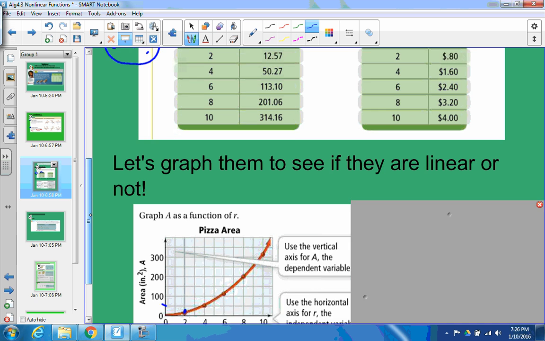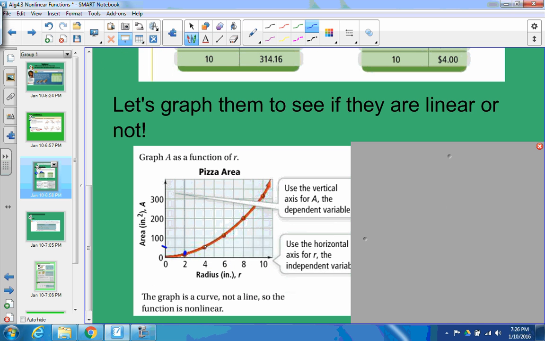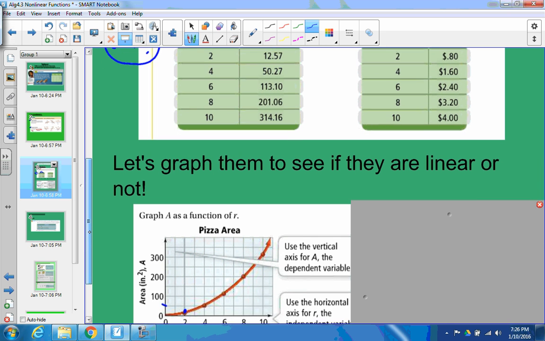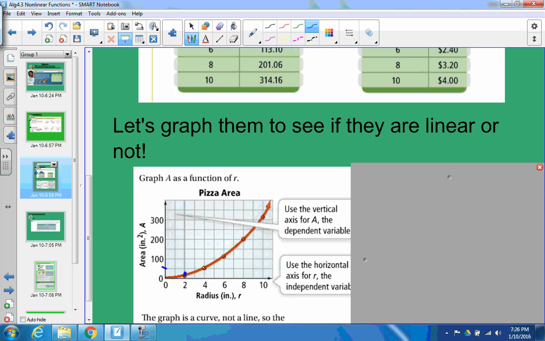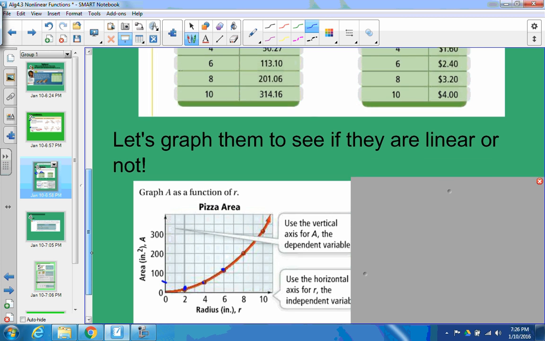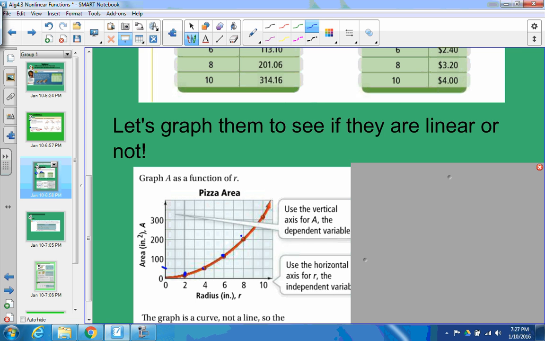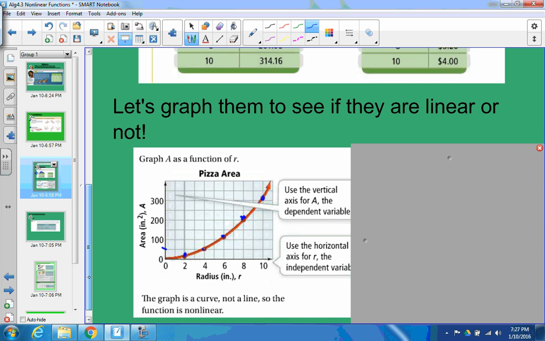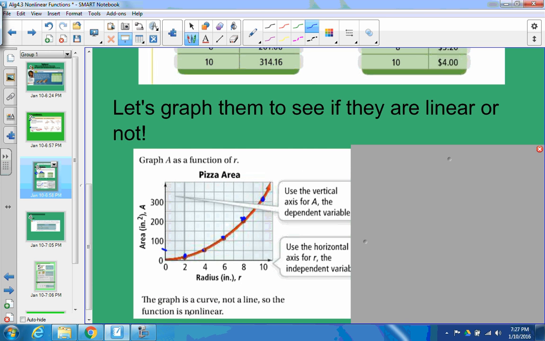For 4, it is about 50, so right on this 50 line. For 6, we have 113, so 6 would be 6 and 113. 8 and 201, so just above 200, and then 10 and 314, so over 300. If you look at this, this is not a line because it's curved. If you connect the dots, it curves, and this graph is a curve, so it is not linear, it is nonlinear. All right.